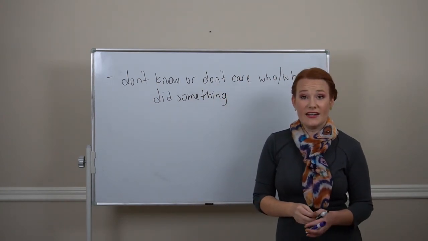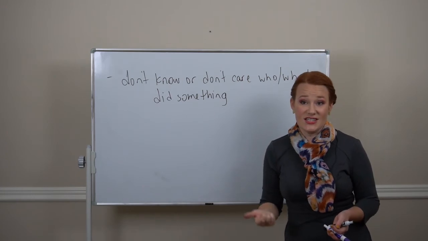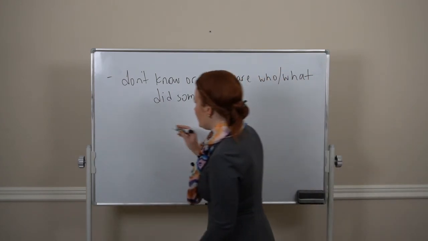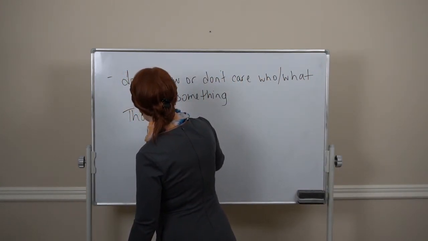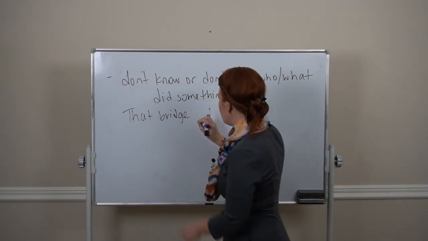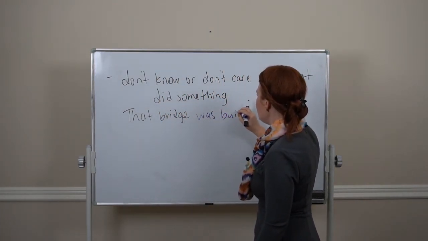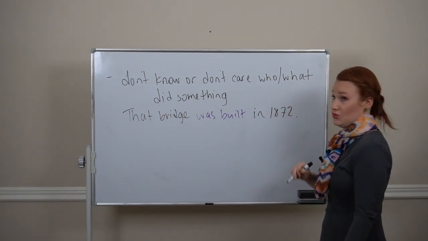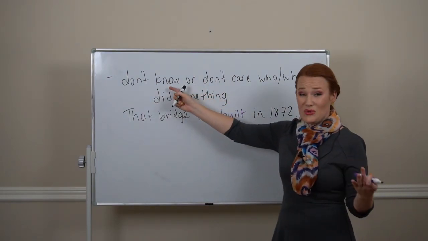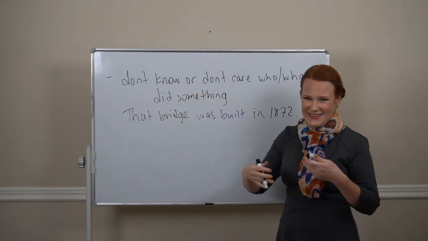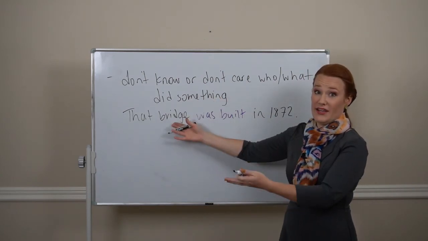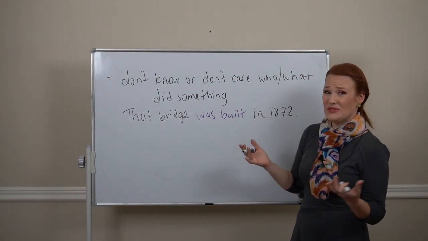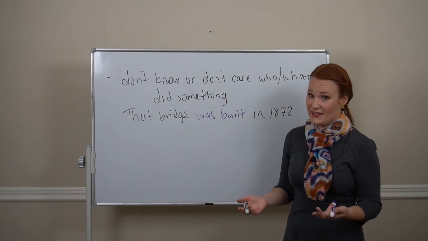So this comes up a lot in the fields of science, engineering, medicine. If we have, I don't know, a bridge, I could say, that bridge was built in 1872. So I don't know who specifically built that bridge. It really doesn't matter. The point is the bridge. That's what we care about in this sentence. So I could find out who built it, but it just doesn't matter in this case.